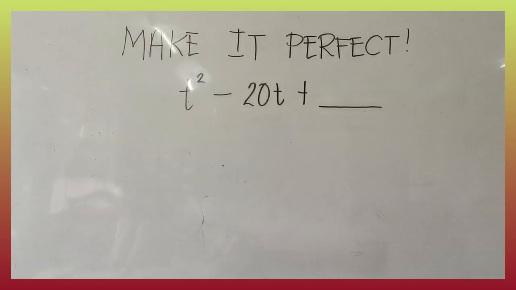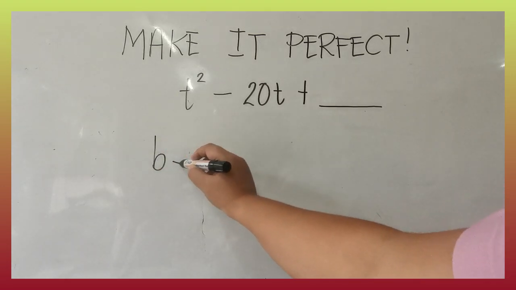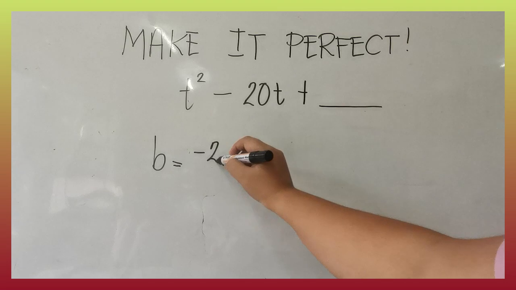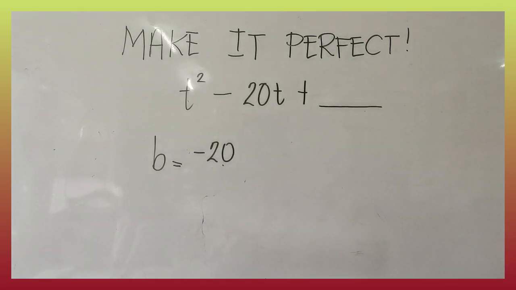Let's have this second example. The equation is t squared minus 20t plus blank. We need again to find the constant. Identify first what is b. So you have b is equal to negative 20. Then, let's proceed to the next step.